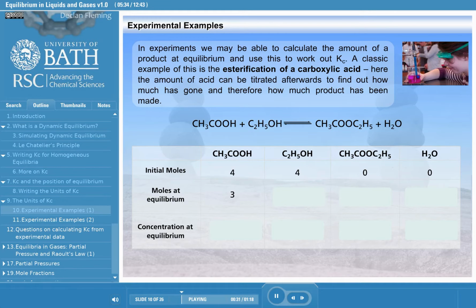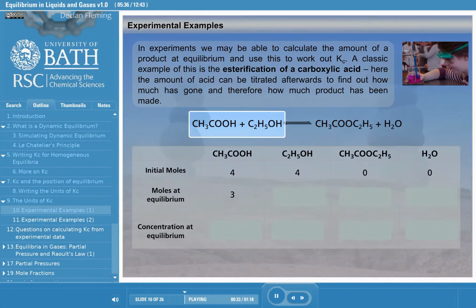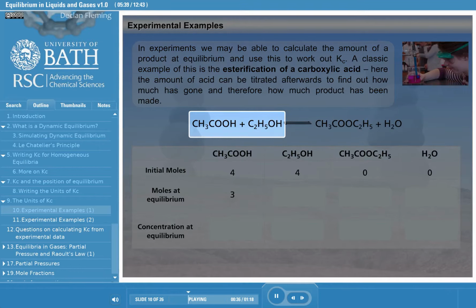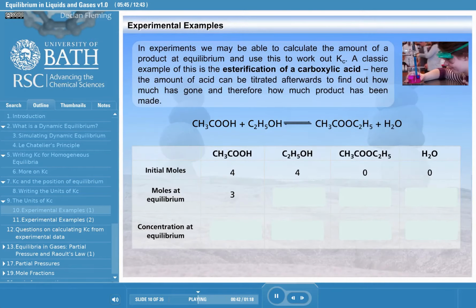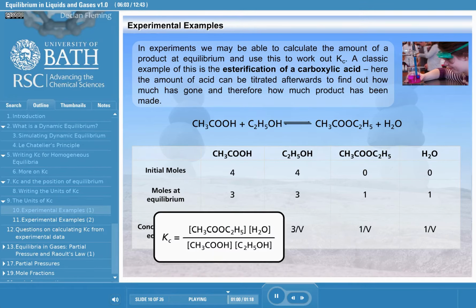The first thing to do is to look at the stoichiometry of the reaction. For every 1 mole of acid we use, we'll need 1 mole of alcohol. That means in this example we'll use up 1 mole of alcohol, leaving us with 3. Looking at the stoichiometry of the product, we can also see that we'll produce 1 mole of them as well. Our concentration at equilibrium is going to be our number of moles divided by our volume. Let's bring up the equilibrium expression and put in the figures.